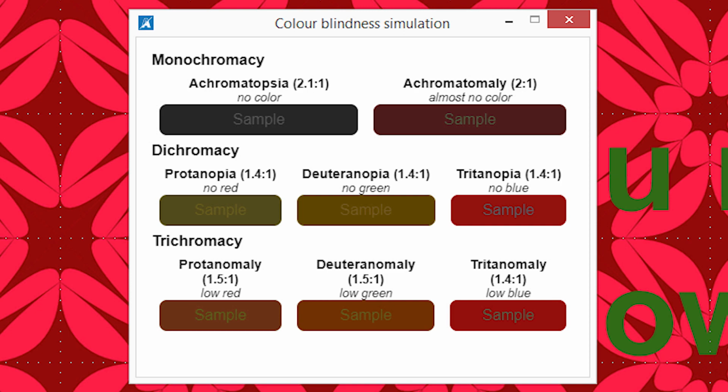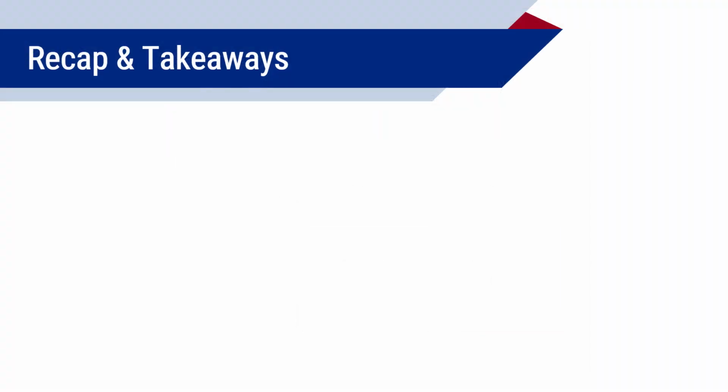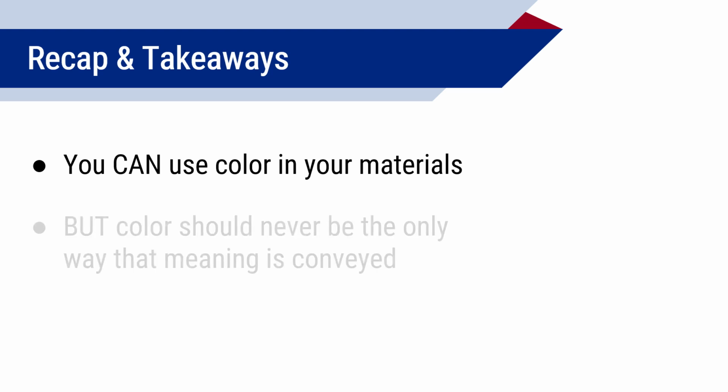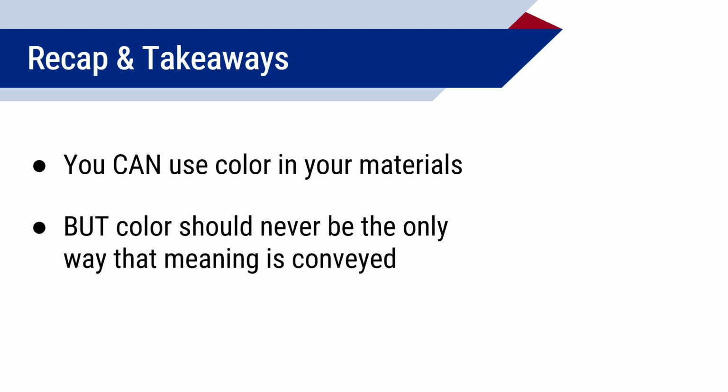Now that you know the technical tricks, let's recap the big ideas about color and contrast. First, you definitely are allowed to use color in your materials. However, color should never be the only way that your meaning is conveyed, because then a lot of people can miss out on that meaning. For example, marking deadlines in red won't help people who are blind, people who are colorblind, people who use screen readers, and even just people who can only print hard copies in black and white.